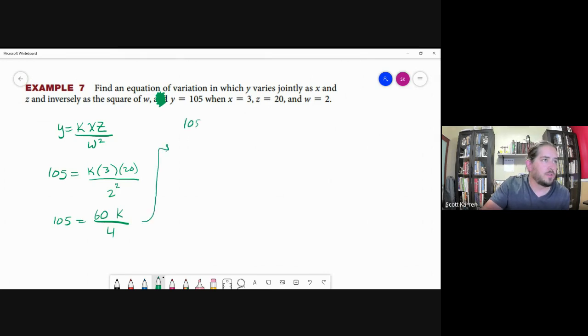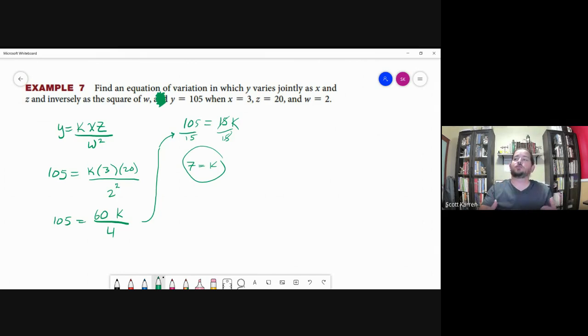105 is equal to 60 divided by 4 is 15, so I have 15k, right? And then, of course, I can solve this by dividing each side by 15. The 15s cancel out. This ends up being 7, and it's that.